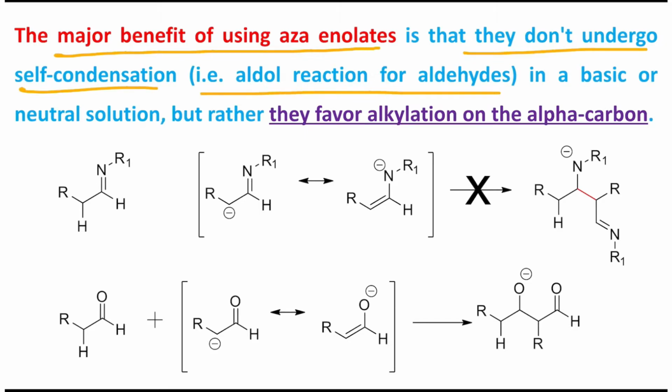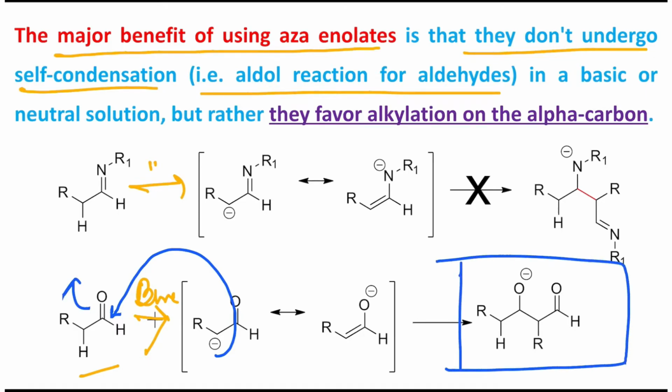What do I mean by the statement? For example, if you take an aldehyde and treat it with a strong base, it will produce a carbanion, an enolate, which can attack the aldehyde carbon again, and ultimately in this way it can produce the beta hydroxy carbonyl derivative. Workup is not done here, but in the case of imine this reaction is not possible.